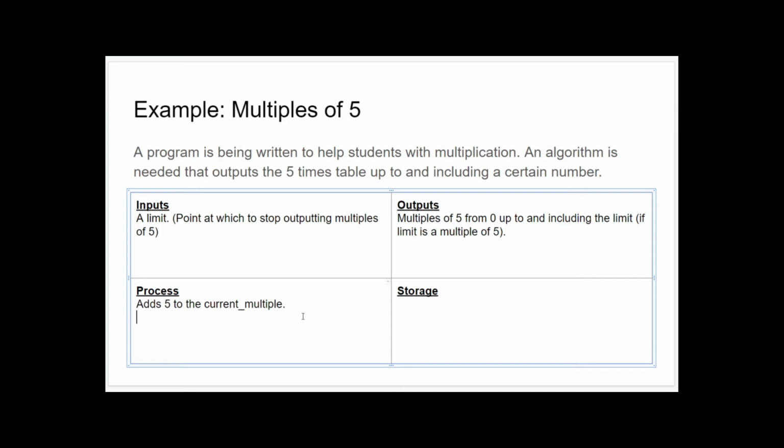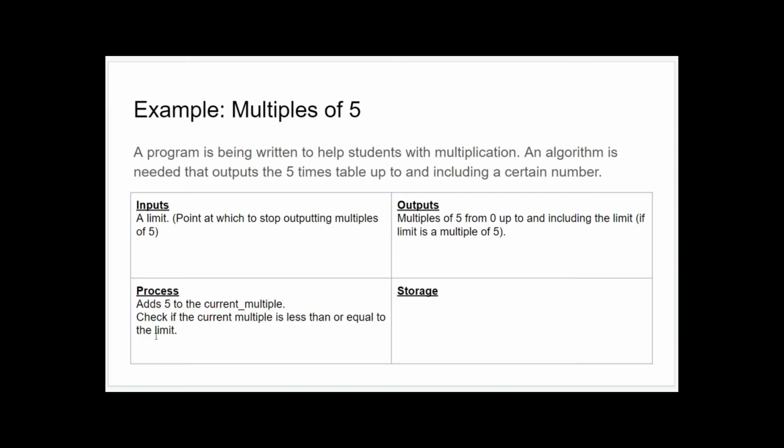In order to break out of our loop, when we've printed out all of the multiples of 5 from 0 up to the limit, we're going to need to check each time if the current multiple is less than or equal to the limit. If the current multiple is less than or equal to the limit, we want the algorithm to keep going, because we want it to print out that multiple and then add 5 to the current multiple.